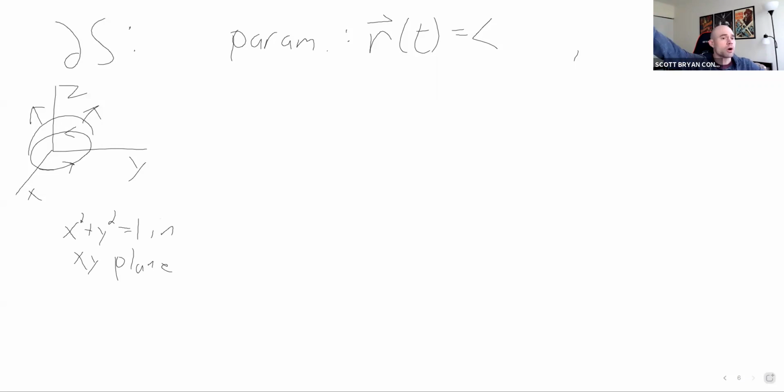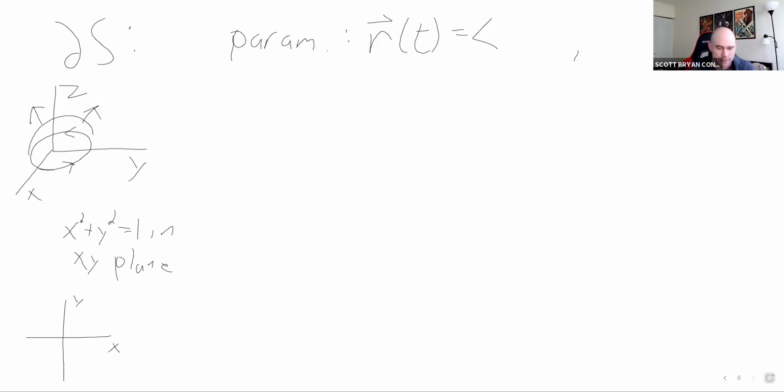But remember, we're in R3, so we need to say what X, Y, and Z are. So first of all, if we're in the XY plane, what can we say about X, Y, or Z, no matter what our curve is? Right, so we know the XY plane is Z equals 0. So Z is always going to be 0. That is correct. So we know Z is 0.